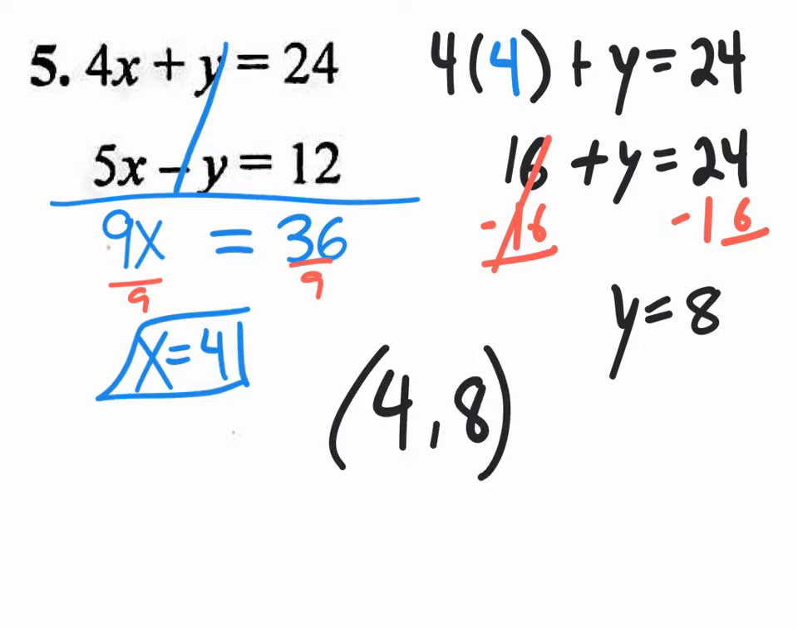The answers are on the back of the page, but then again, you guys could simply plug in 4 for x, 8 for y, and it should give you a true statement. If you plug in 4 for x here, 8 for y here, it should give you 24. If you plug in the x's and the y's, it should give you 12. So that's how you double check. Let's move on to number 6.